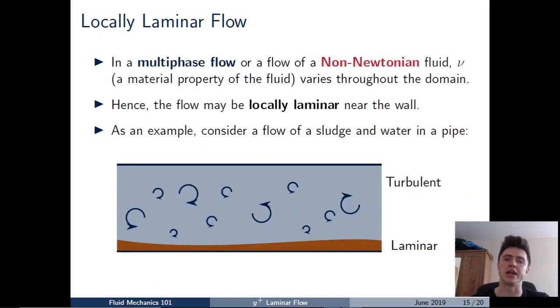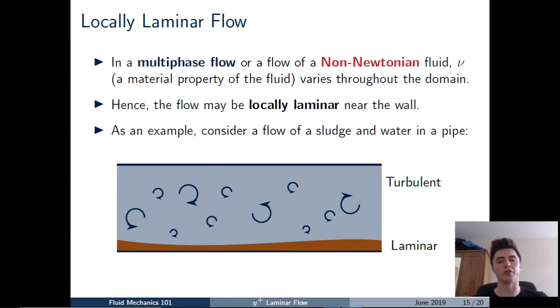Now what I'd like to do is move on to talk about what happens if the flow is locally laminar. A locally laminar flow is likely to occur if we have a multi-phase flow or the flow of a non-Newtonian fluid. What happens in these simulations is that the kinematic viscosity nu, which is a material property of the fluid, actually varies throughout the domain.